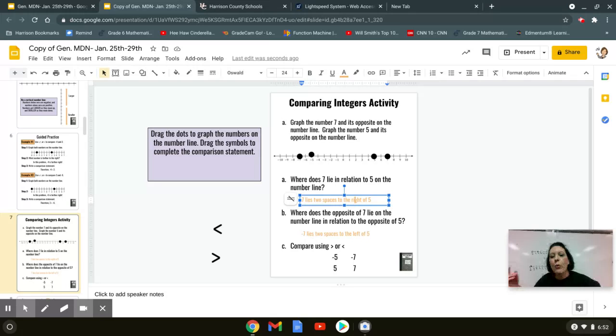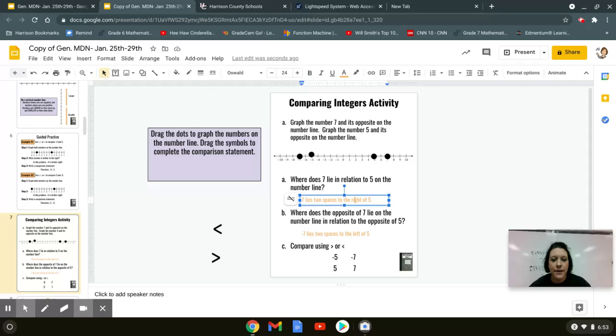Here we go. -5 is here. -7 is here. Notice that we're on the opposite side of 0. So -7 lies 2 spaces to the left. Remember, we just went over that the further you go to the left, the smaller the numbers are getting. Look what happened. Regular 5 is less than 7. But when you're talking about the opposite, look what happens.